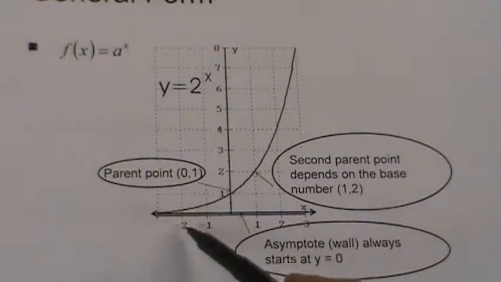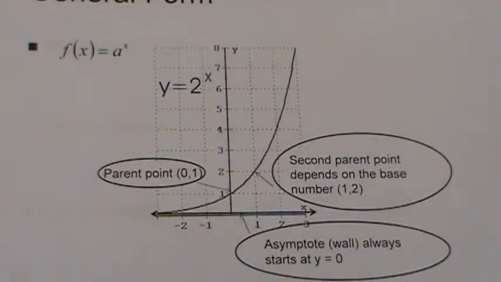We also have what we call the asymptote. We talked about before that the graph would never cross your x-axis. Well, now we're going to talk about what the asymptote is and where it goes. So the asymptote is always going to start at y equals 0, and we'll talk about how that could move.